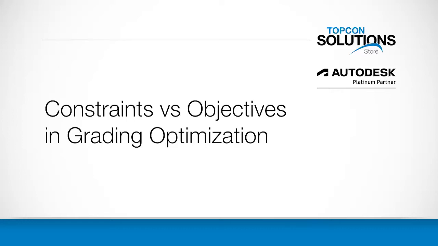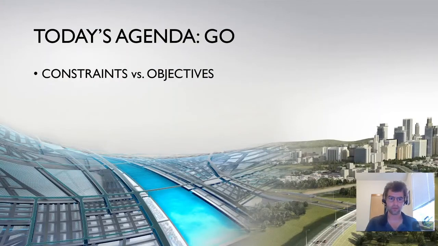Hey all, good morning. Let's take a minute and discuss constraints versus objectives in grading optimization. We're going to lay out how they interact with each other, which one takes priority, and how to understand how they can work and how they conflict in your model. Today's agenda, we're going to be a bit in PowerPoint and then a bit in grading optimization.